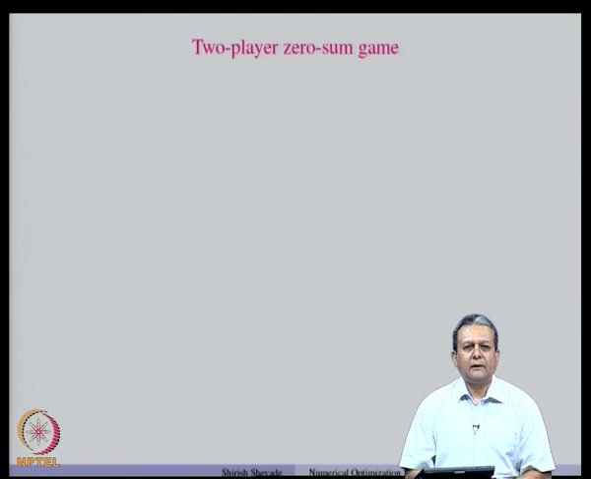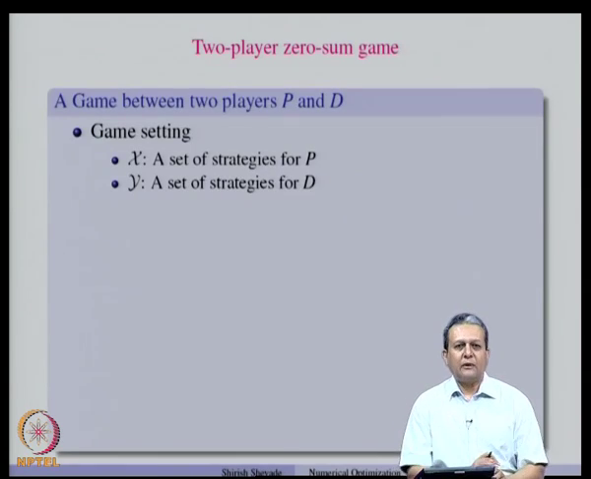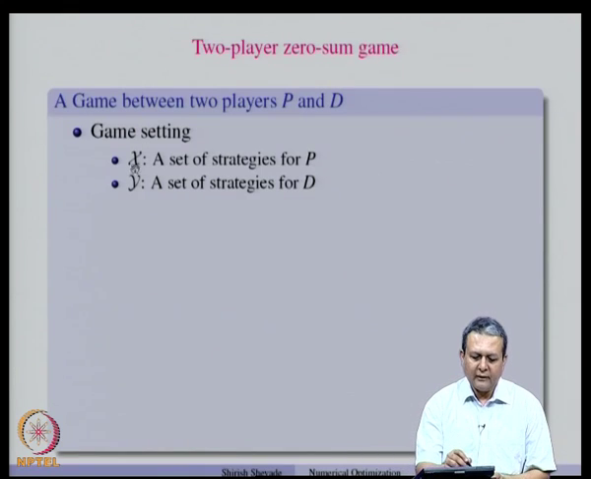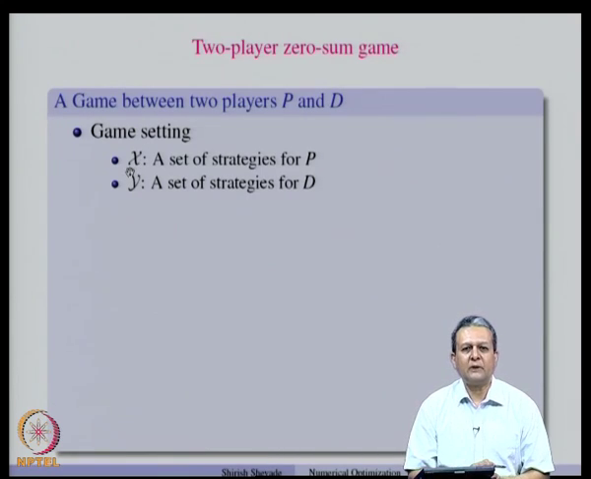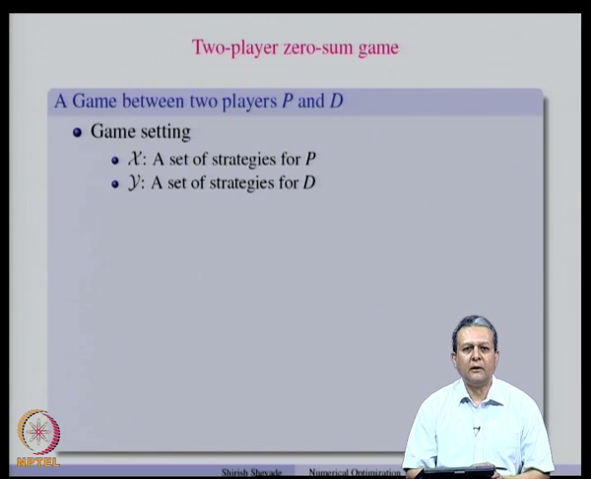Now, before we get into the details of duality theory, let us see an example of a two-player zero-sum game. Let me first explain what this game is. This is a game between two players, let us call them P and D. Every player has a set of strategies and each player chooses one of the strategies from the respective sets. Let script X denote the set of strategies for the player P, and script Y denotes the set of strategies for the player D.